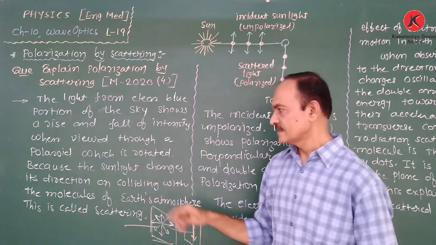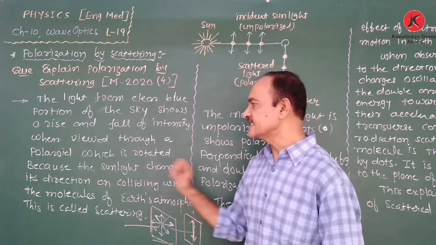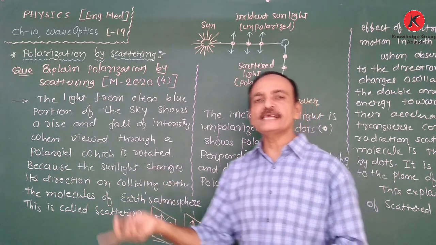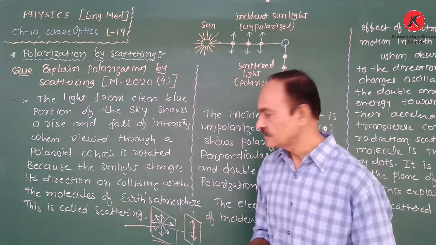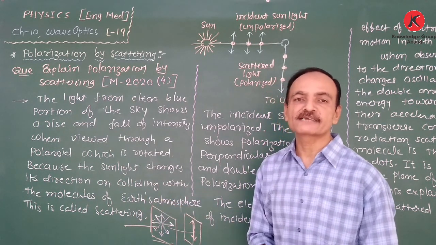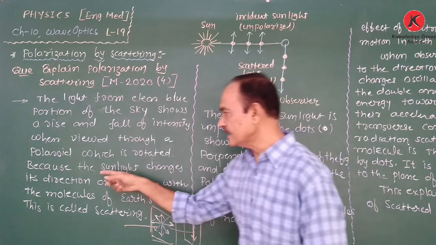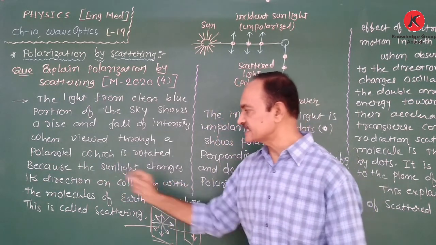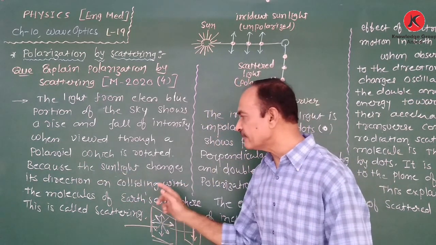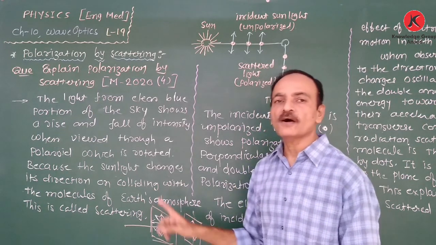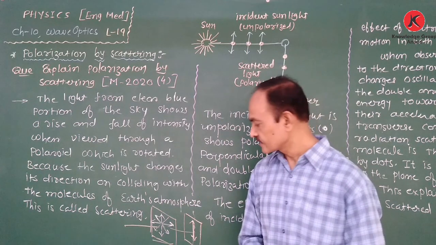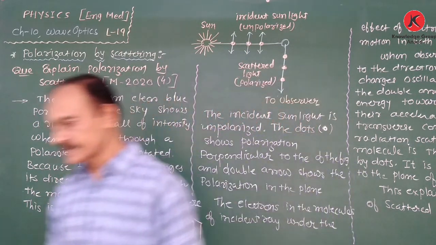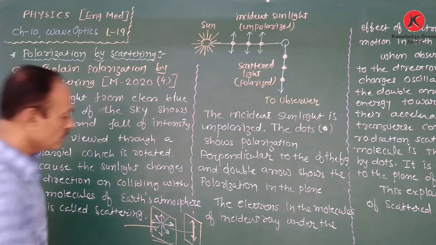What is the reason? The sunlight changes its direction on colliding with the molecules of the Earth's atmosphere, and that is known as the scattering phenomenon. Because the sunlight changes its direction on colliding with the molecules of the Earth's atmosphere, that is known as scattering. Okay.